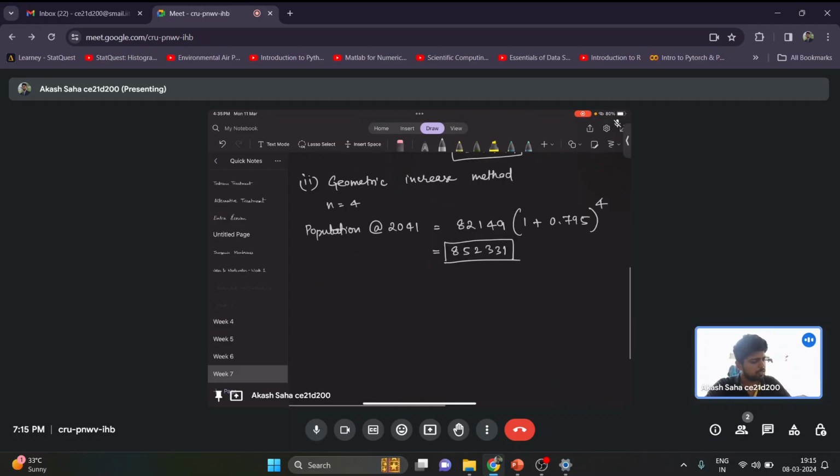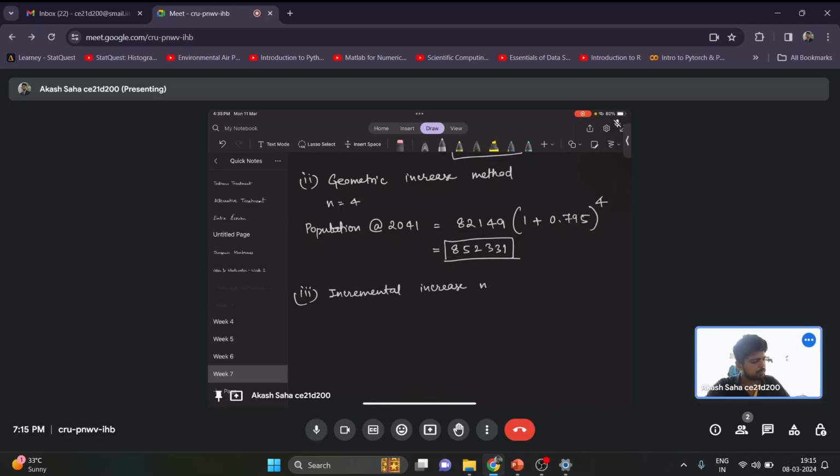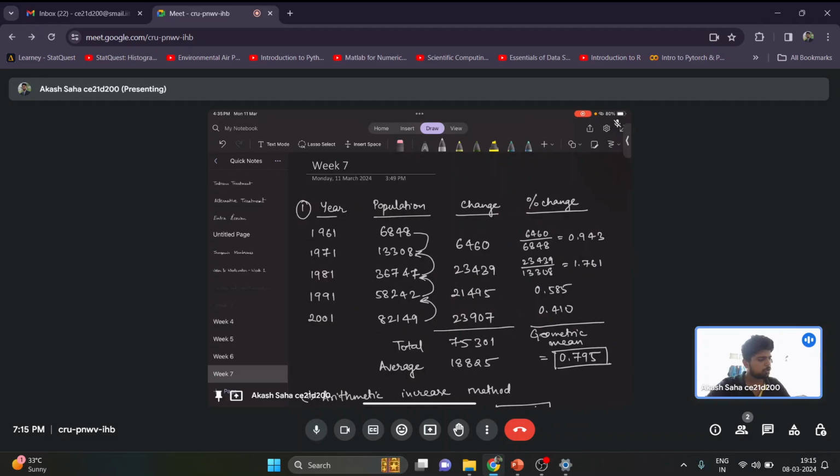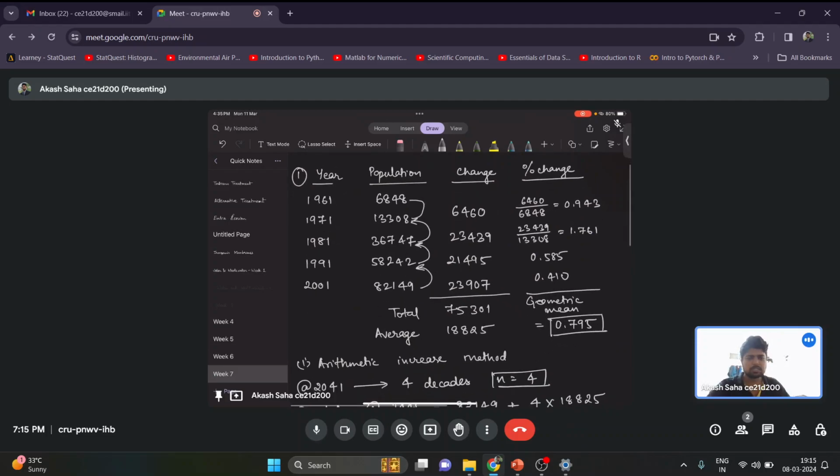And then we will see how to do the incremental increase method. So we can use the same table. I hope you have written all these things. Just take a screenshot of it or write it down again because I will be using this table again. Okay, so I'll just remove the percentage change part.